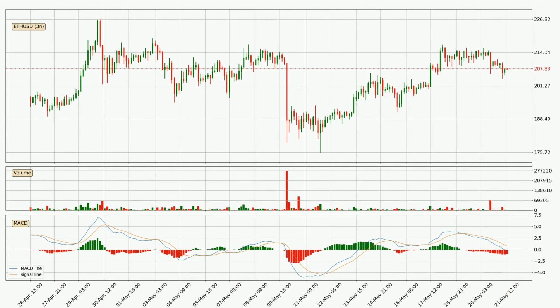Looking at the 3-hourly MACD, the trend is currently going down because the MACD line is below the signal line. But it's expected for the price to remain the same for some time because the MACD histogram shows that the momentum at the moment is shifting upwards. You should wait and see if the MACD line will cross the signal line, which will be bullish.